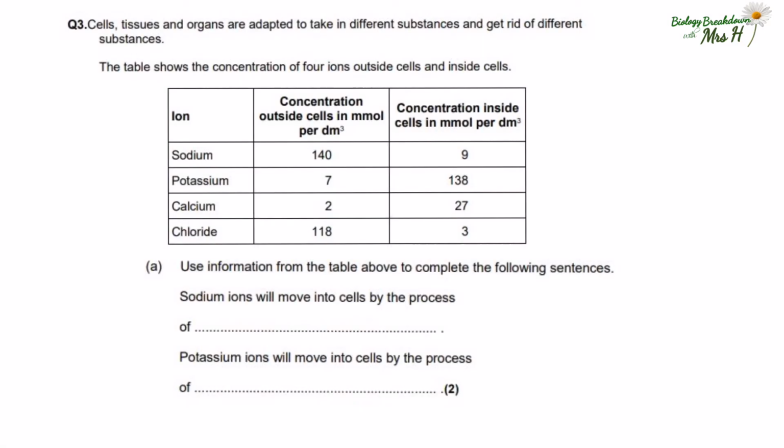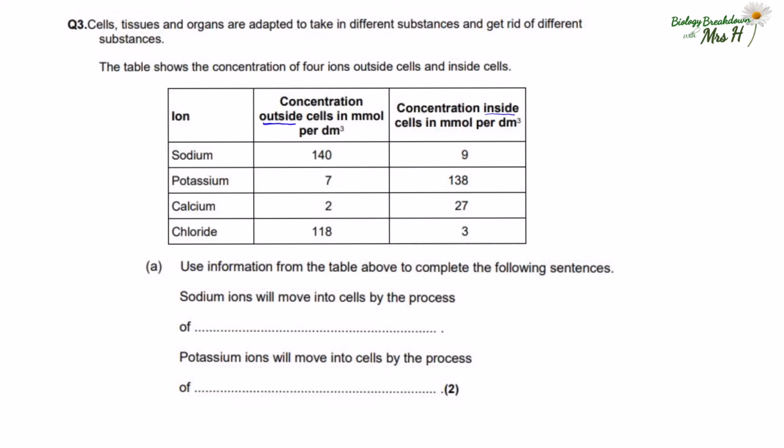Question 3. Cells, tissues and organs are adapted to take in different substances and get rid of different substances. The table shows the concentration of 4 ions outside cells and inside cells. So we've got sodium ions, potassium, calcium and chloride ions. Use the information from the table above to complete the following sentences. Sodium ions will move into the cells by the process of, look at the table.